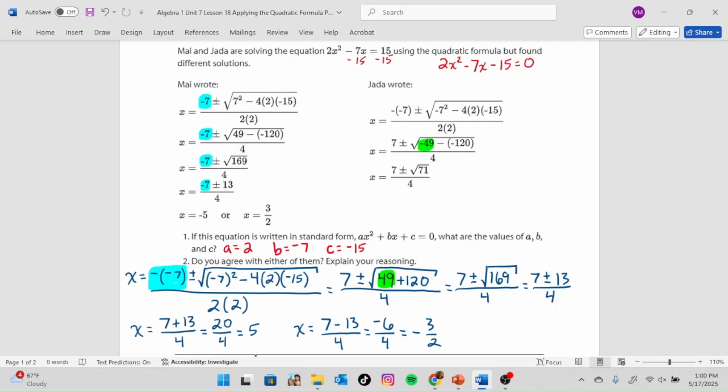And that all goes back to making the mistake in the very beginning when this should have been positive 7 instead of negative 7. Jada's mistake of taking the square root of 7 and making it negative, instead of taking the square root of negative 7, made it so that she ended up with an irrational number, so she never got close to the two actual answers.